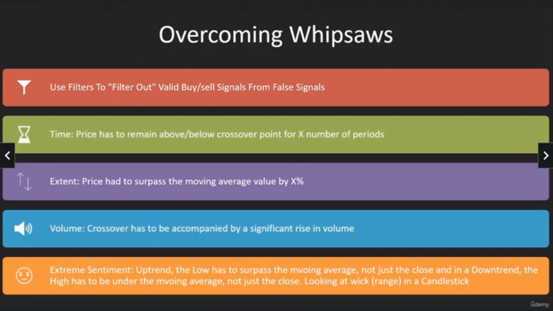And then a downtrend, the high would have to, the top part of the shadow, the upper shadow, the top part of the wick, would have to cross under the moving average, not just close, but you're looking at the wick and you're looking for it to cross as well in that range in a candlestick too. So I've put some rules around this with these filters, whether it's the time, the extent, the volume, or I'm looking for the whole trading range to cross over, not just the price, to put in more things to make me make a buy or sell decision, based on a trading rule in addition to the crossover to overcome these whipsaws.